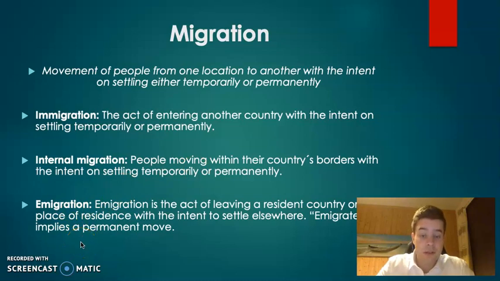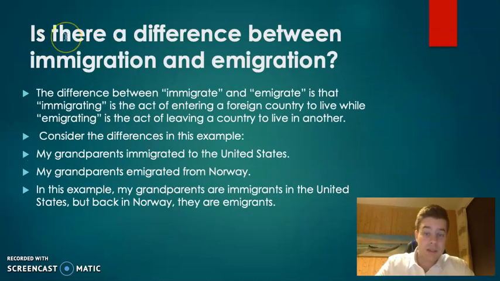Then we have a different term called emigration, and that is the act of leaving a resident country or place of residence with the intent to settle elsewhere. So when you emigrate, it really implies that you're making a permanent move. So is there a difference between immigration and emigration? Immigrating is the act of entering a foreign country to live, while emigrating is the act of leaving a country to live in another.